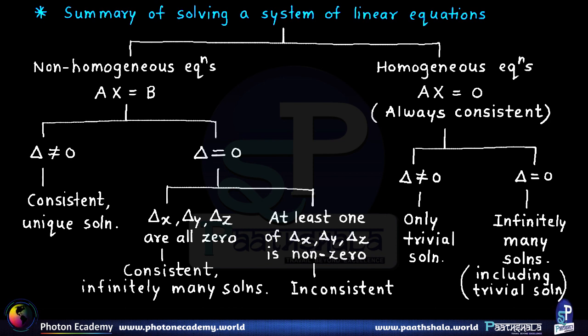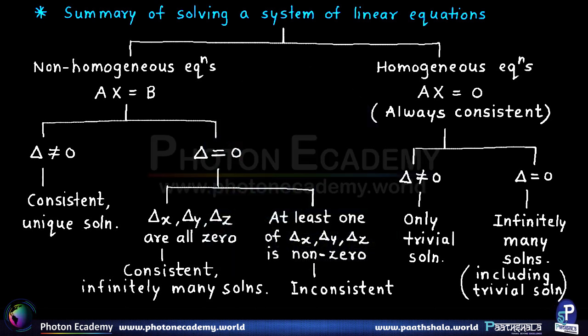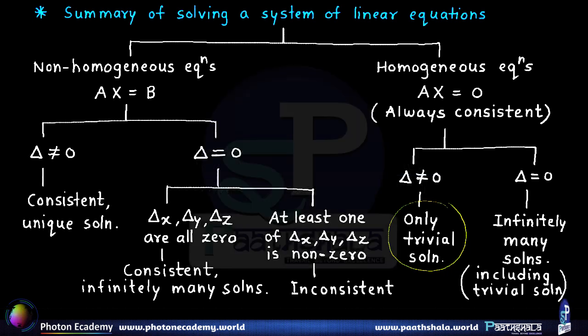Now on the right hand side we have homogeneous equations, which we denote symbolically as A x equal to 0, that is, we have the constant terms as 0 in all the equations. Now in this there are again two cases, that is, if delta is not equal to 0, then the system has only the trivial solution, and by trivial solution we know that it is a solution where the value of all the variables x, y, z, whatever, are all 0. That is called a trivial, or the default solution. On the other hand, if delta is equal to 0, then the system has infinitely many solutions, including the trivial solution.